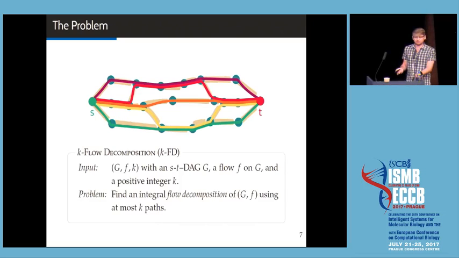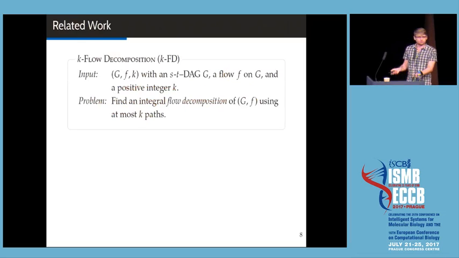And the problem is now to find an integral flow decomposition, which is a set of such paths where each path has a weight. The weights don't have to be unique. You can, of course, have paths that have the same weight. And we want to use at most k paths. So this is the problem I want to focus on today. And of course, the question is, how do we choose k?